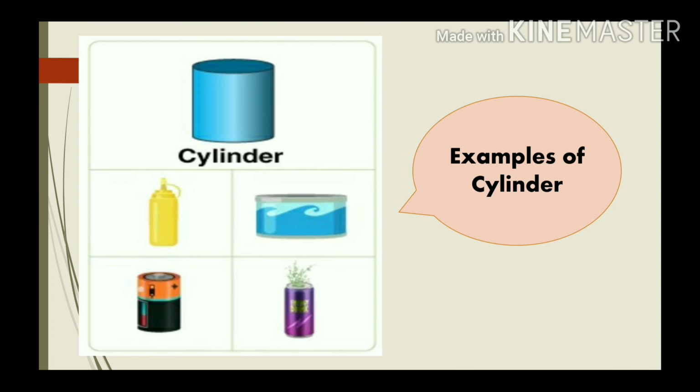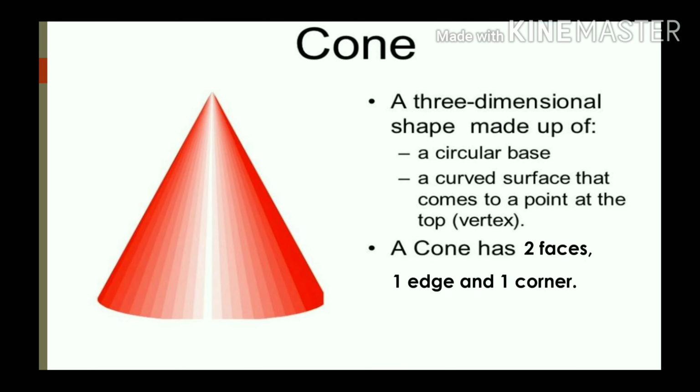Now let's see some examples of cylinder. So the examples are water bottle, cold drink can, food can, and anything which is in cylindrical form. So you can see a pencil, tube, or anything which is in cylindrical shape. Now students, the next 3D shape is cone. A 3D shape which is made up of a circular base and a curved surface that comes to a point at the top, which is also known as vertex. So students, we can say a cone has two faces, one flat and one curved surface, one edge and one corner.